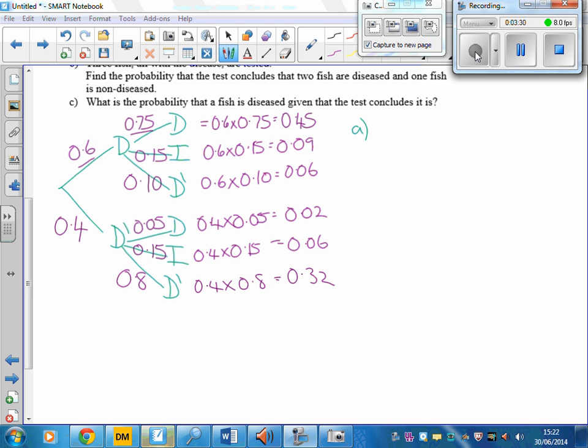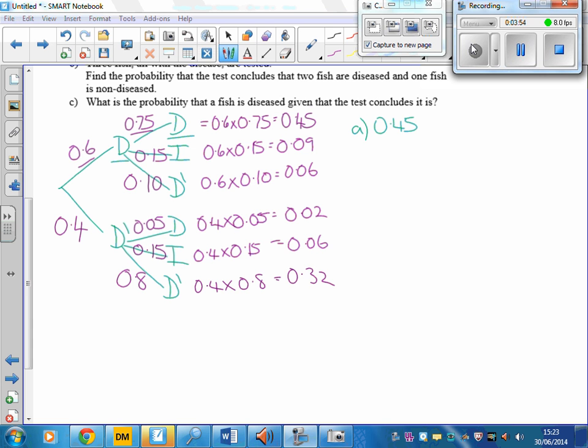So for part A, a fish is selected at random. Using a tree diagram or otherwise, calculate the probability that the fish has the disease and the test concludes that it has the disease. So the probability that it has the disease and the test concludes it does have the disease would be 0.45.